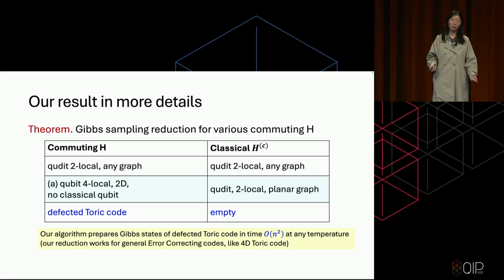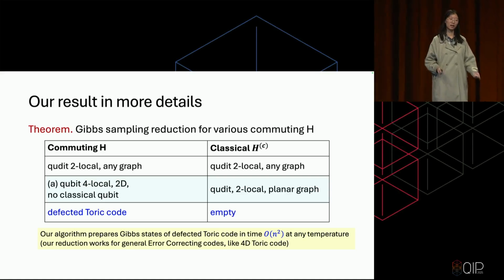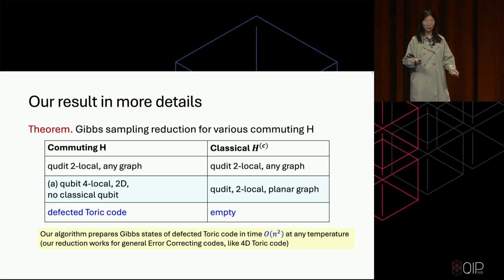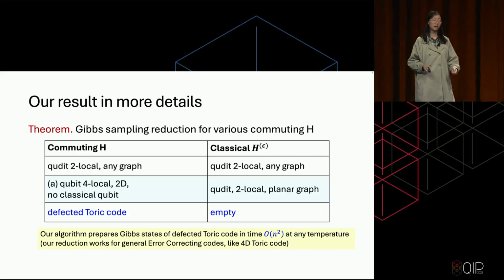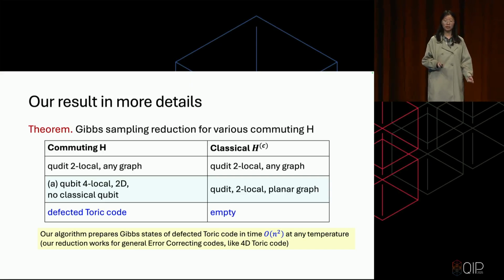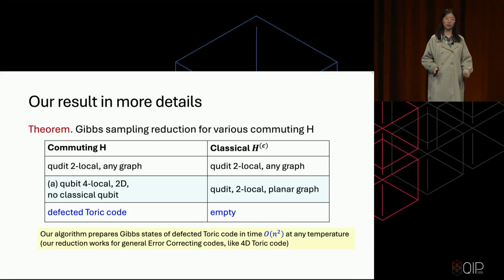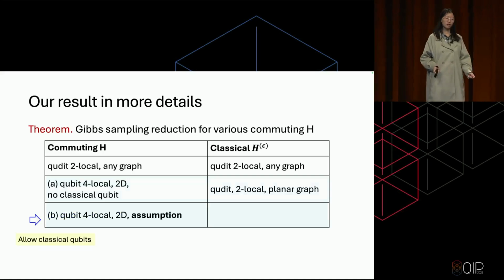A canonical example would be defective toric code, which is just toric code with arbitrary coefficients. For this kind of Hamiltonian, in the reduction the classical Hamiltonian will be empty, which means our algorithm can prepare the Gibbs states in a very efficient way. More precisely, our runtime will be O(n) squared. A short remark is that these proof techniques can be used for general error correcting codes rather than just toric code or 2D. So that's the case for no classical qubit.